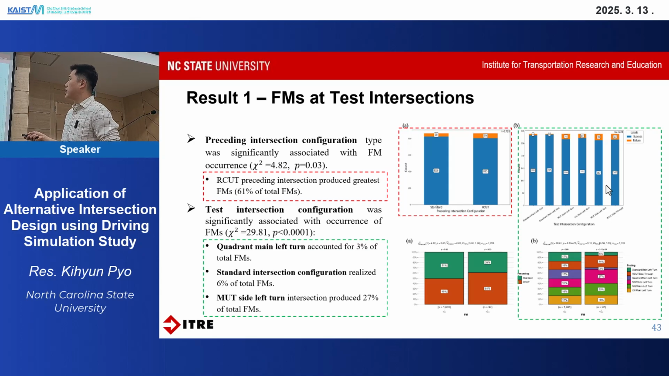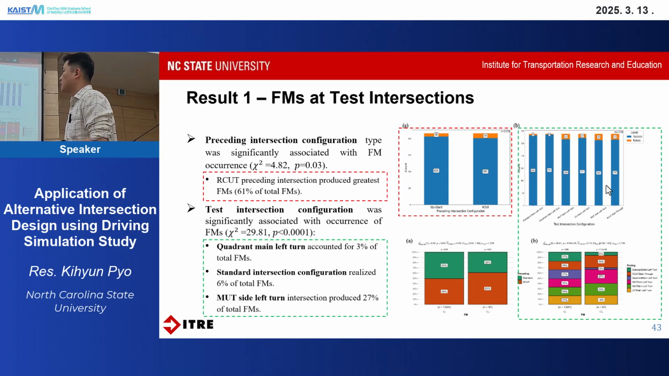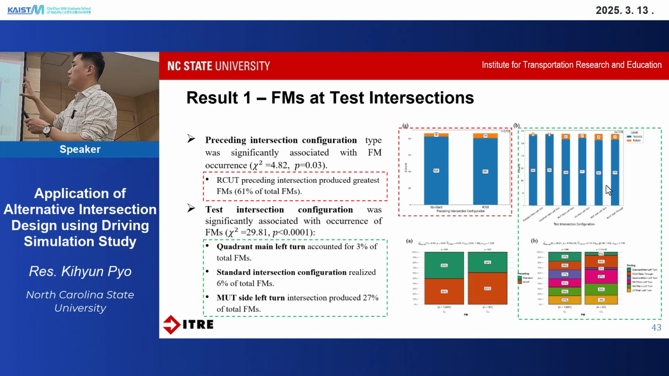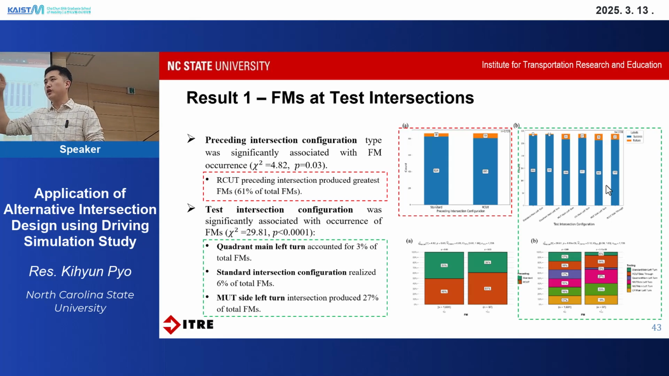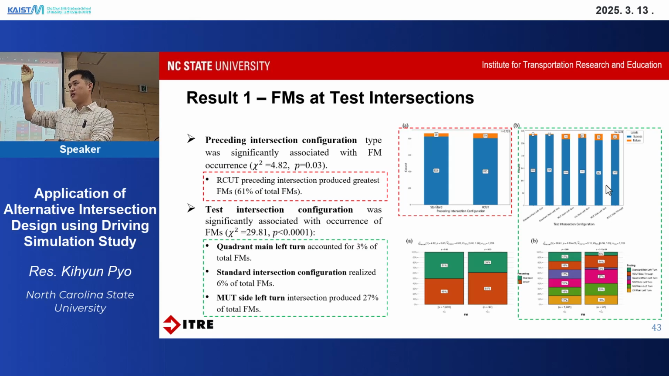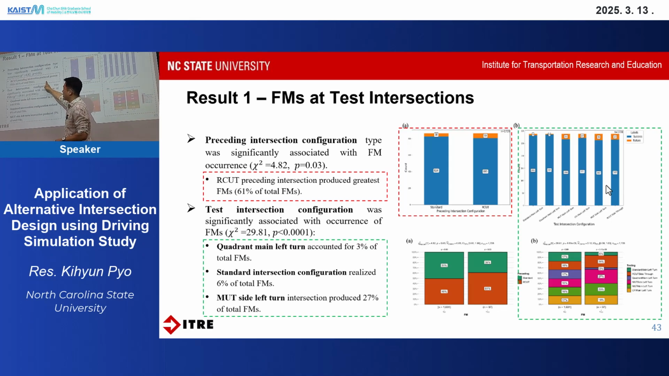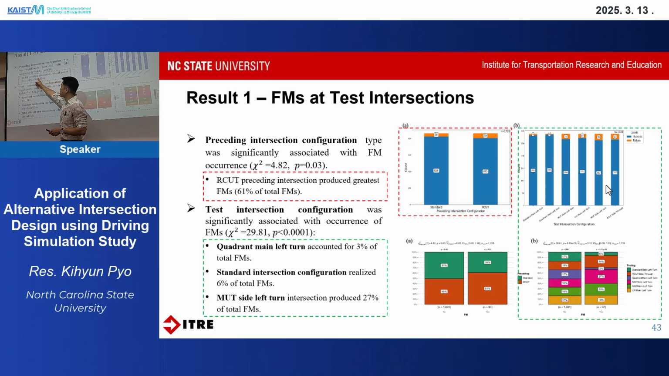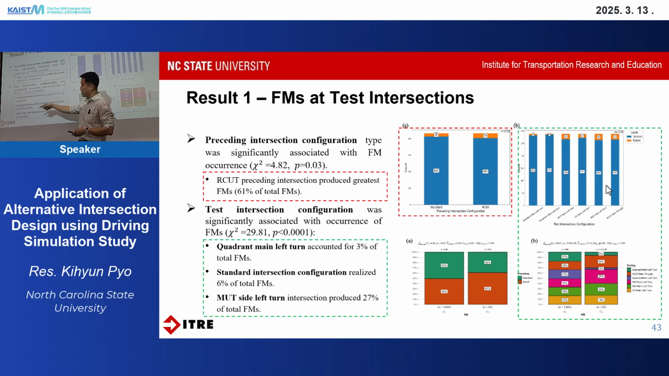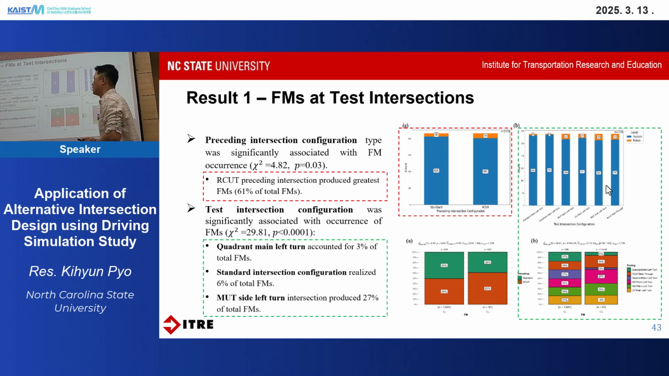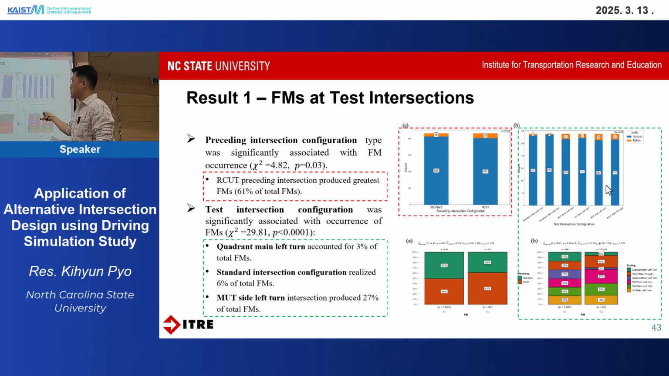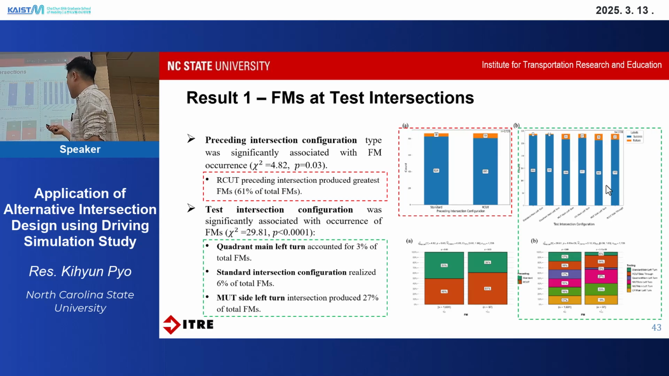First result, failure movements at the test intersection. As I mentioned before, we have 2 paired intersections. The first one is the preceding, the second one is the test, right? When we put the R-cut as the preceding intersection, it produces the greatest failure movements. The second one, for the test intersection configuration, usually the median U-turn intersection has a lot of failure movements.